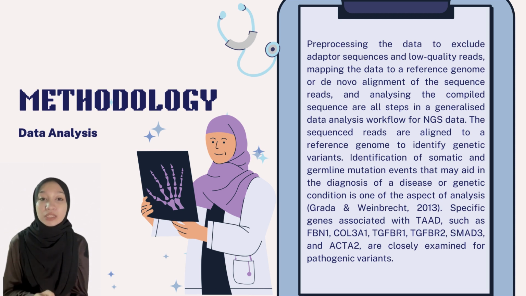The sequence reads are aligned to a reference genome to identify genetic variants. Identification of somatic and germline mutation events that may aid in diagnosis of a disease or genetic condition is one of the aspects of analysis. Specific genes associated with TAAD such as FBN1, COL3A1, TGFBR1, TGFBR2, SMAD3, and ACTA2 are closely examined for pathogenic variants.